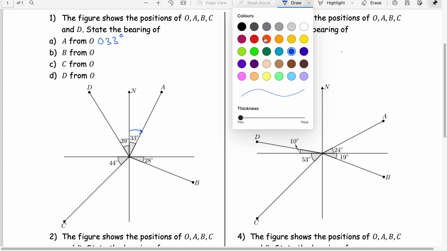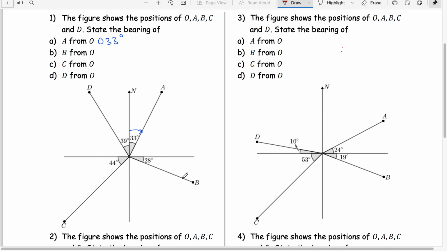Second part says B from O. So bearing of B from O is this complete angle. So you can see this is 90 here and 90 plus 28. So 90 plus 28 will leave you 118 degrees, which is already in 3 digits.